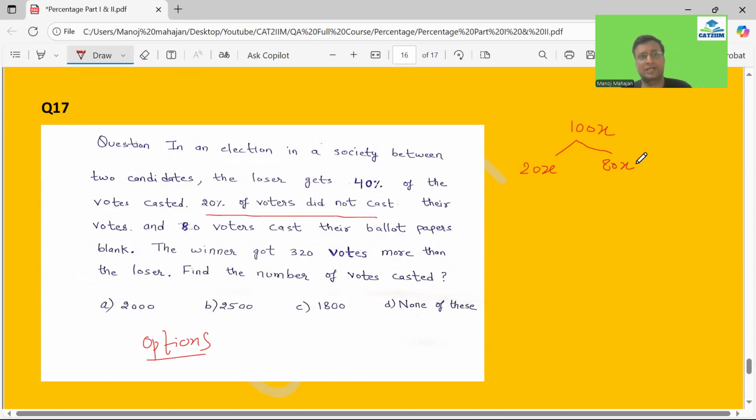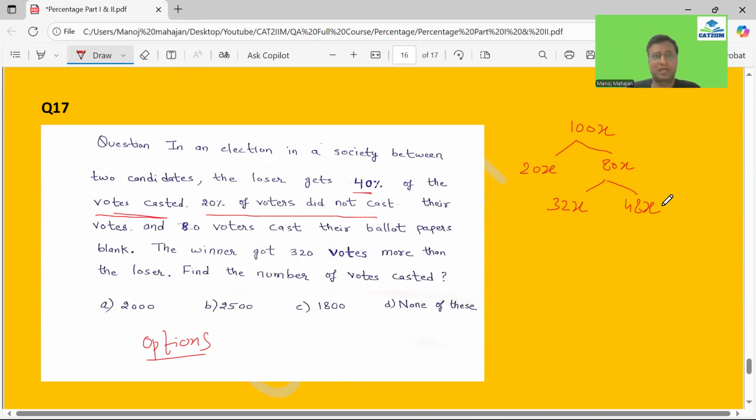Okay, now what they're saying is the loser gets 40% of the votes casted. So we are going to calculate 40% of 80x. That is again an integer, so we don't have to do any further steps out here. So can I write 32x? And if I subtract 32 from 80, I get 48 over here, so multiply it with x.